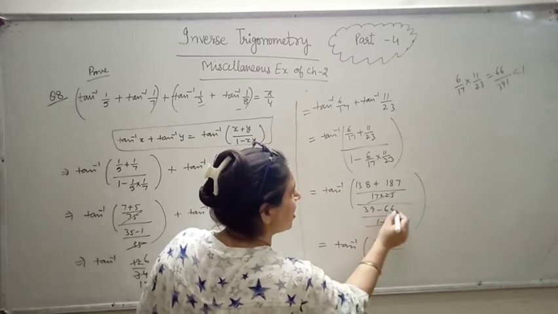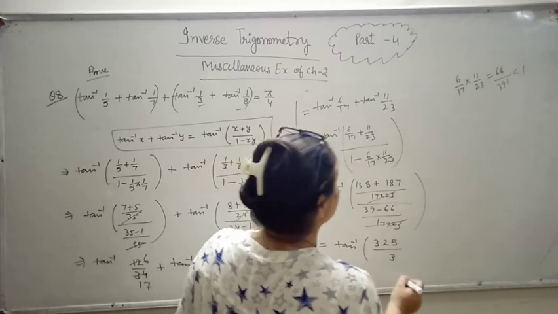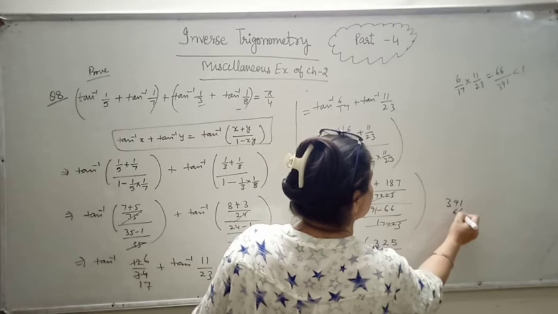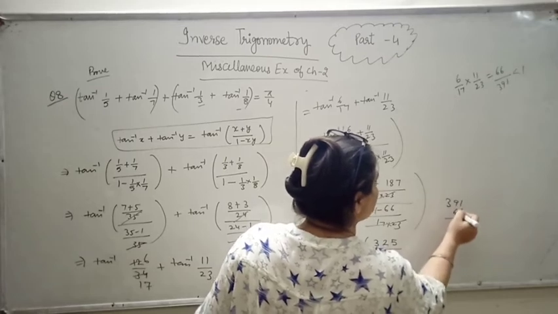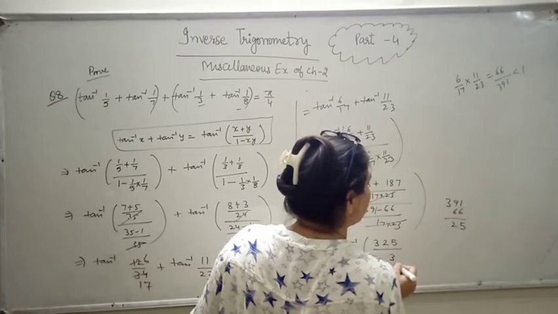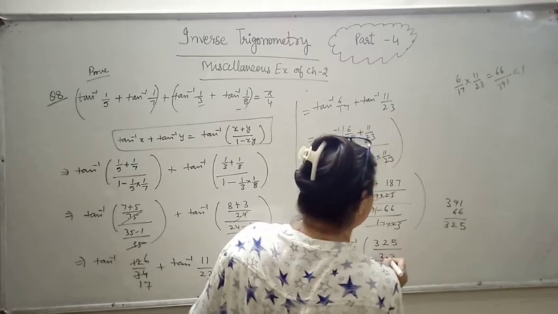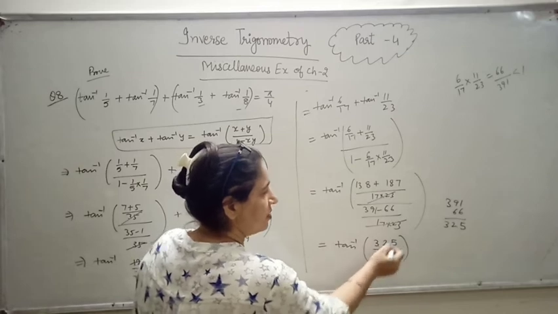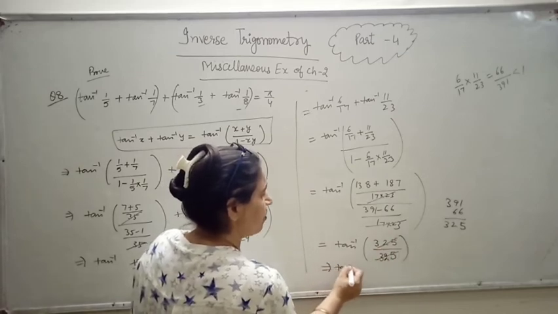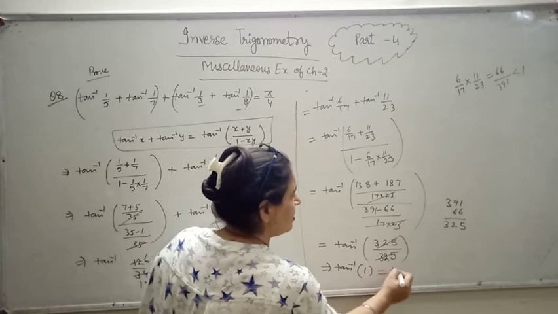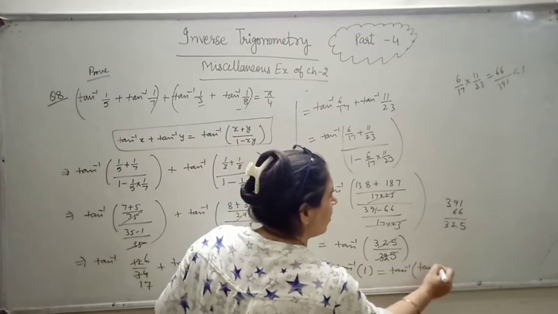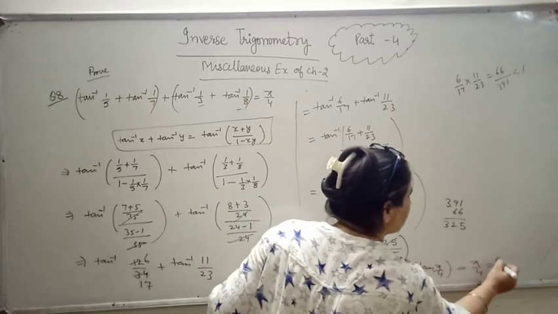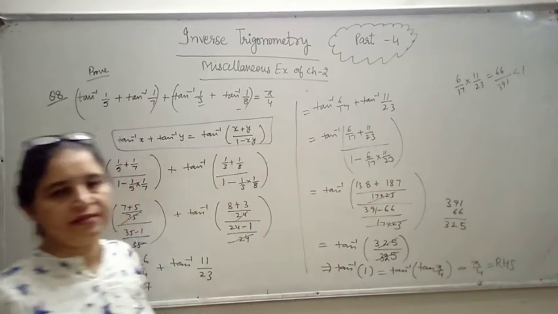And this is 9 minus 6 is 3. Oh sorry, this is 391. Sorry, 391 minus 66. 11 minus 6 is 5, and 8 minus 6 is 2, and this is 325. So 325 divided by 325 is tan inverse 1, and I know that 1 is tan pi by 4. This is cancelled, so you are left with pi by 4, that is equal to your right hand side.